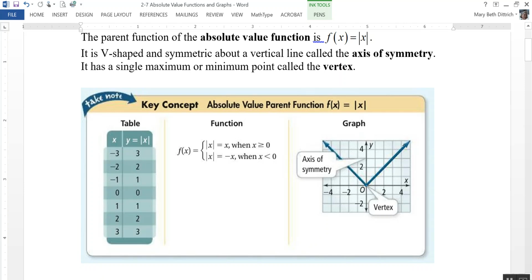And here's what the graph looks like. In this case, the parent function is centered, the vertex is at the origin, and the axis of symmetry is the y-axis.